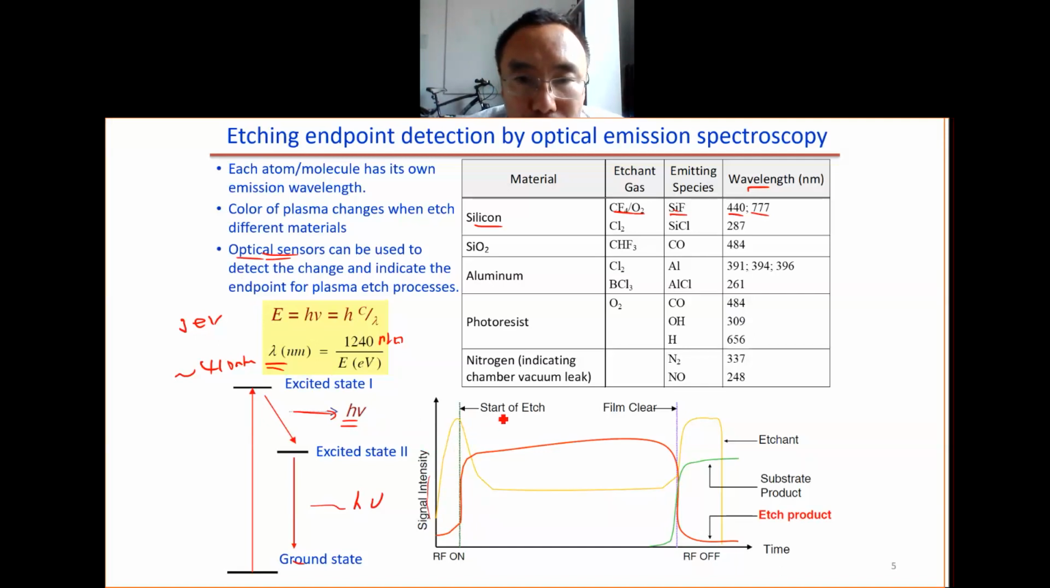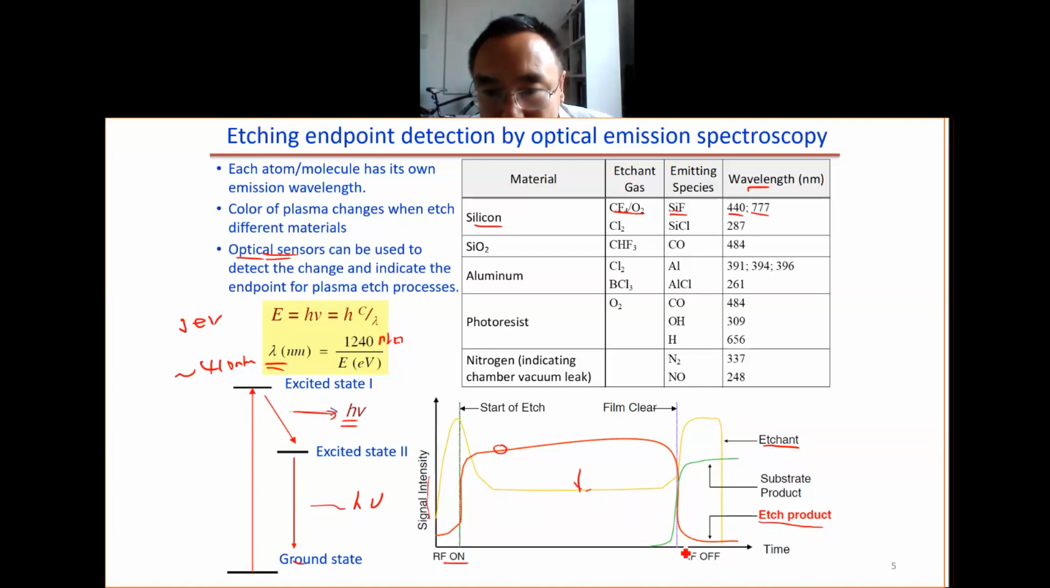So here first we have this gas. This is the etchant gas. Then we turn on the ion power so the etch starts. When the etch starts, we get this red color curve. Red color corresponds to the etched product. Then the etchant will be consumed, and we get a lower signal.